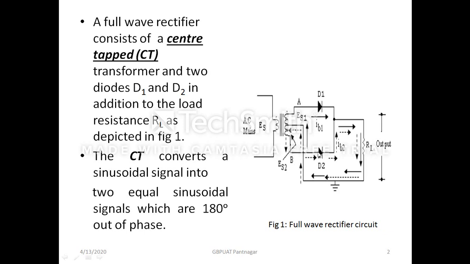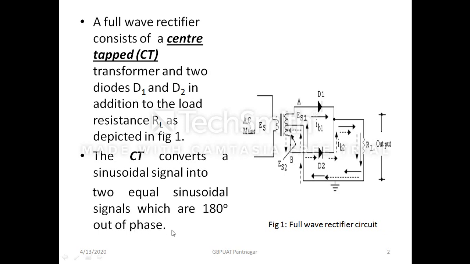So let's start with the basic diagram, or you can say the connection diagram or the circuit of a full wave rectifier. It is a simple center tapped full wave rectifier which contains a center tapped transformer with two diodes. The output from the secondary winding of the center tapped transformer is fed into these two diodes, and the load is supplied through load RL. The configuration can be explained with the help of this figure: a full wave rectifier contains a center tapped transformer and two diodes D1 and D2 in addition to a load resistance RL, as depicted here in figure 1.